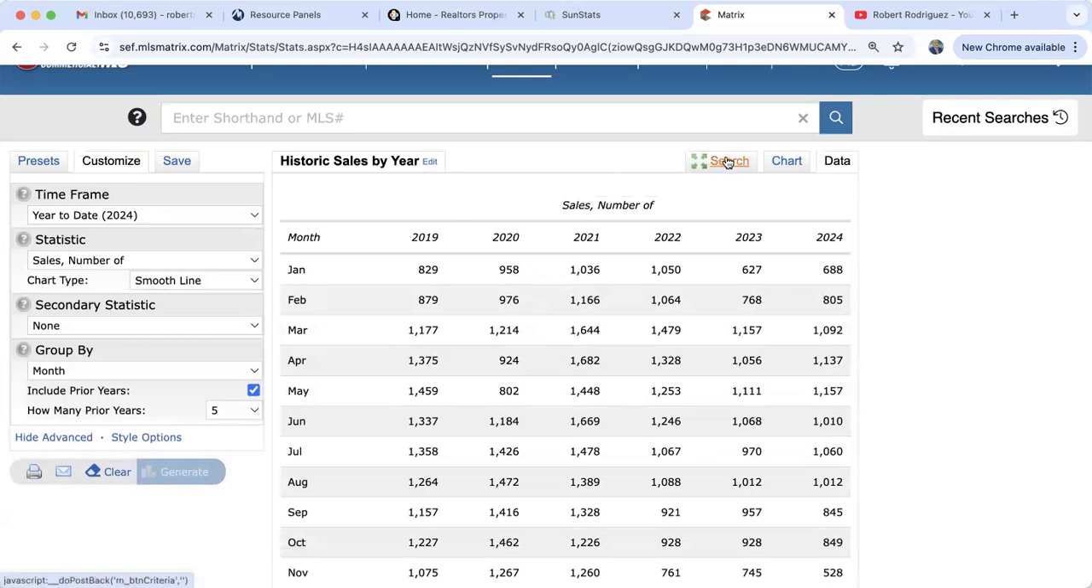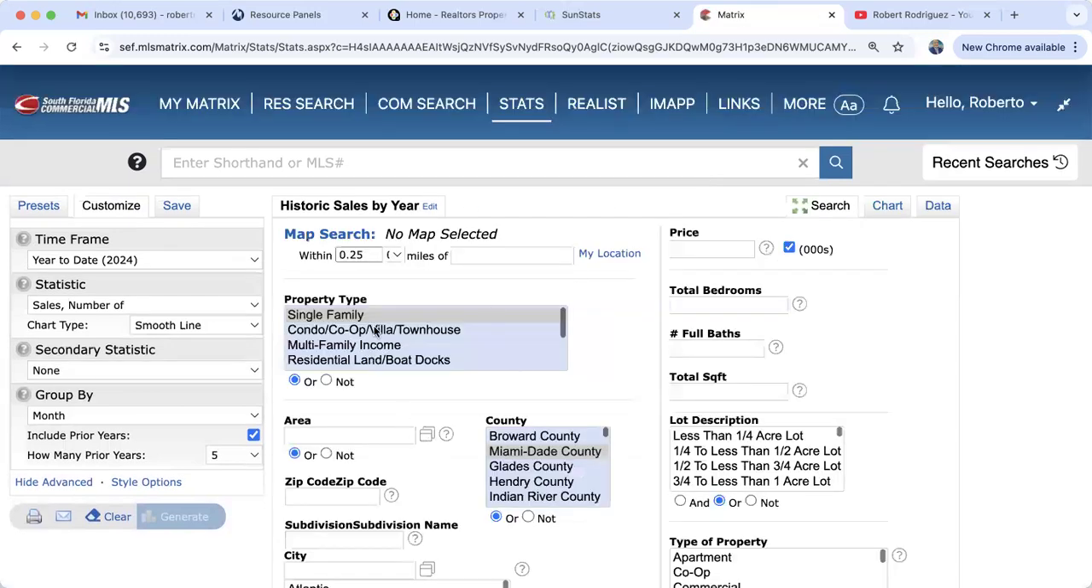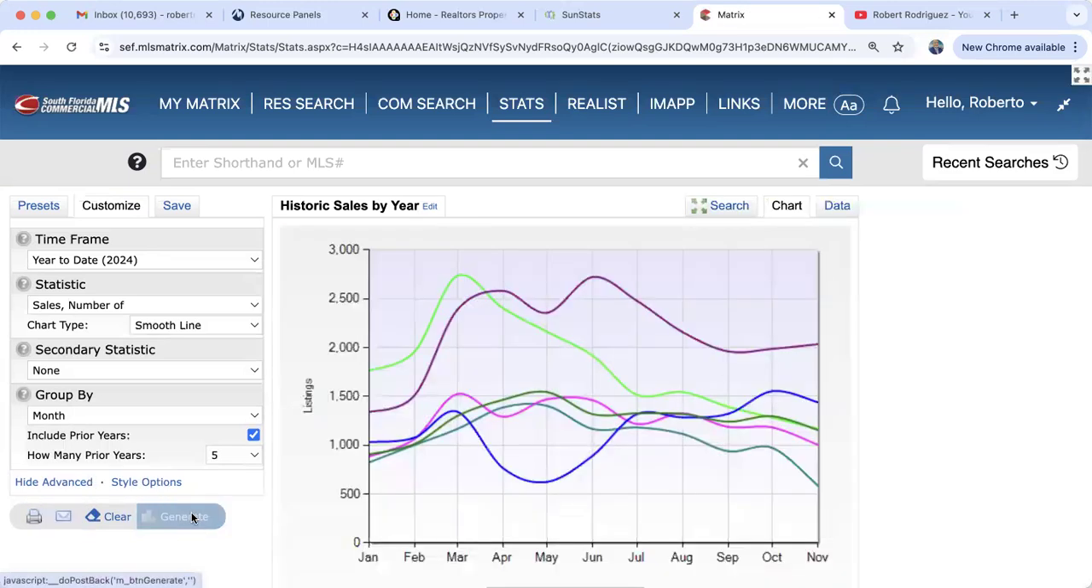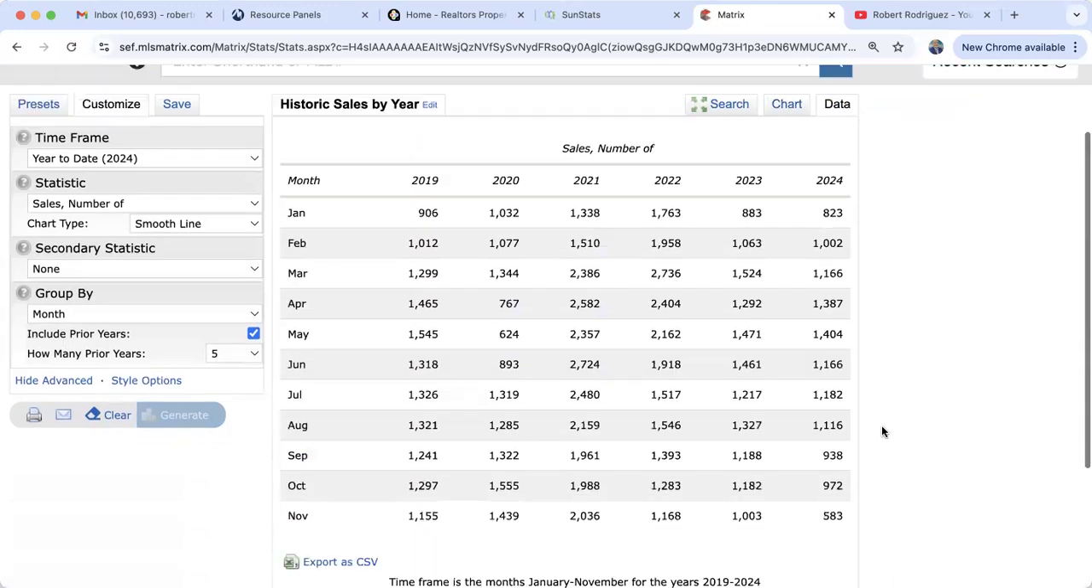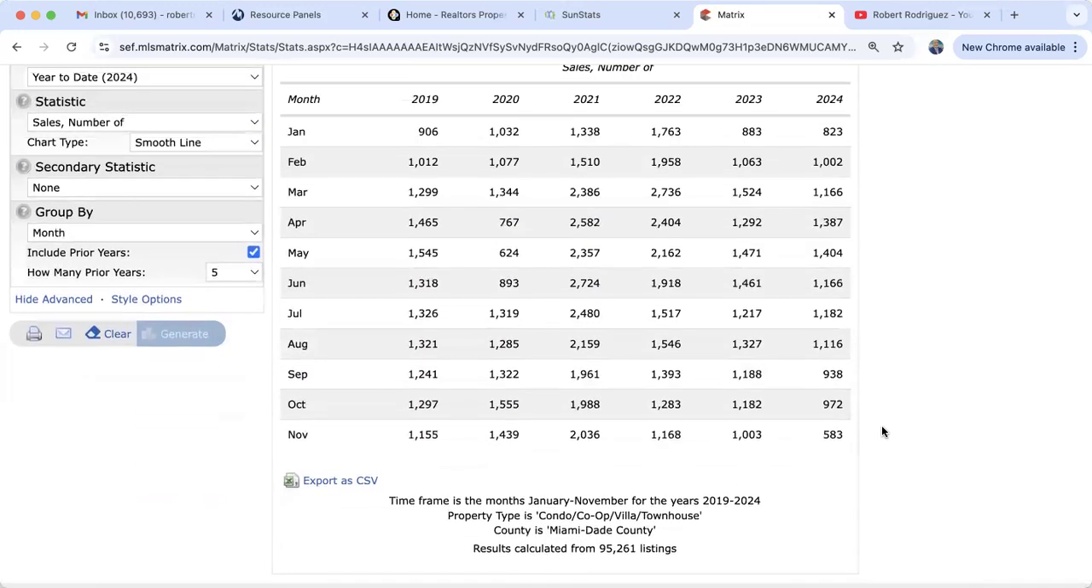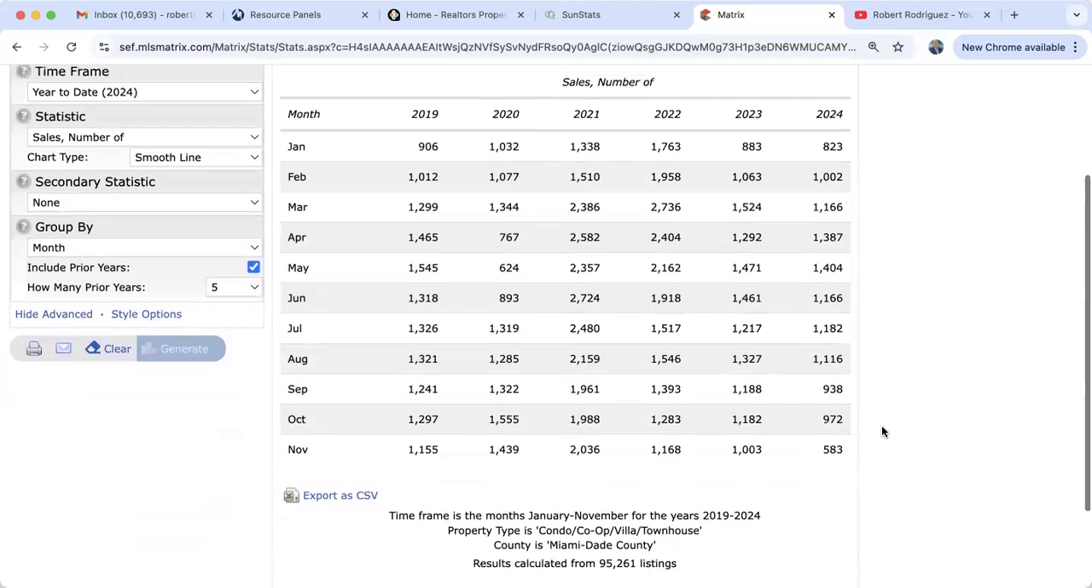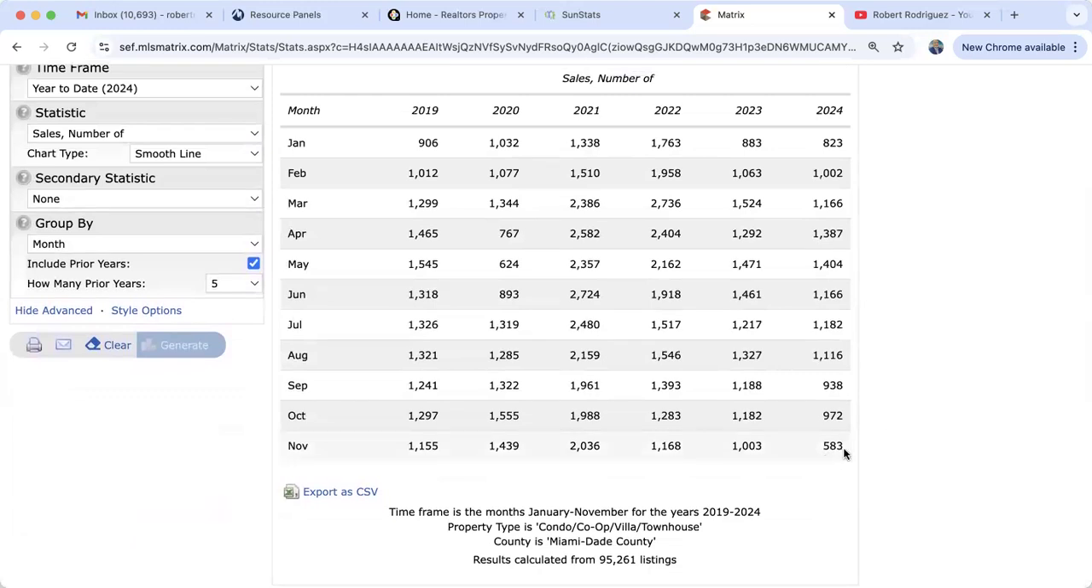All right, guys. I did say condos, but actually those were single family homes. Let's look at condos and see what the condo market is doing. When it comes to units in condo markets, it's pretty much the same. We're looking at 583 condos sold in November, up until today's date, November 26th.